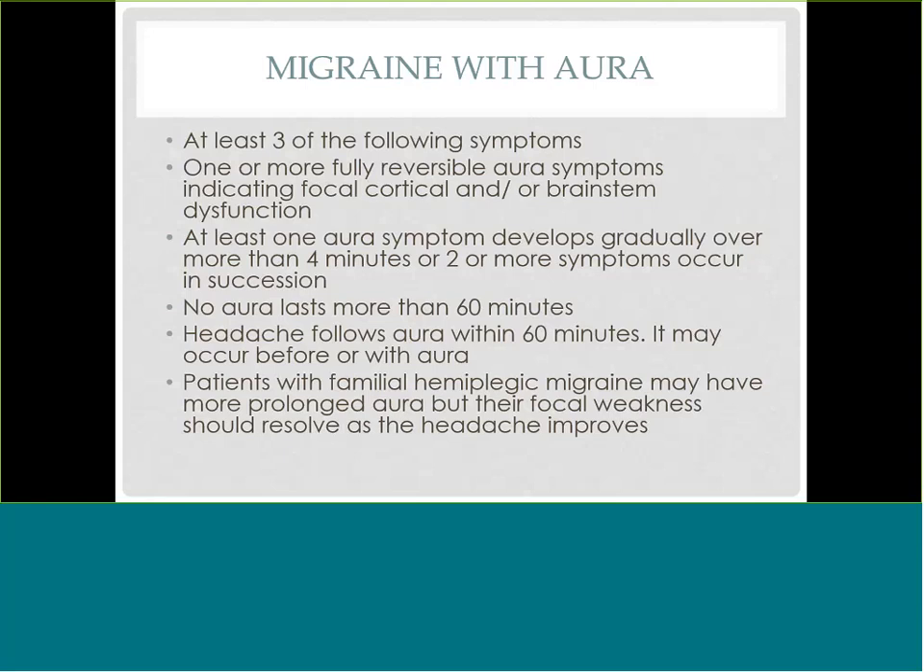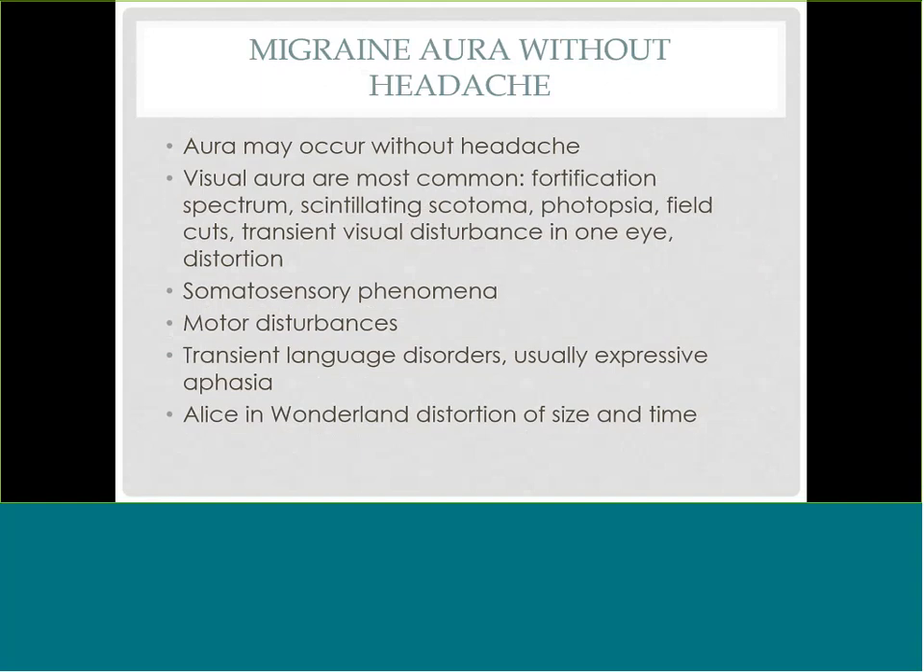There is a variant of migraine called familial hemiplegic migraine, which is secondary to a channelopathy and is autosomal dominant. These patients develop weakness on one side that may last longer than 60 minutes, but the symptoms should completely resolve. Now, some patients, particularly more older patients, although sometimes children, can have aura without a headache.